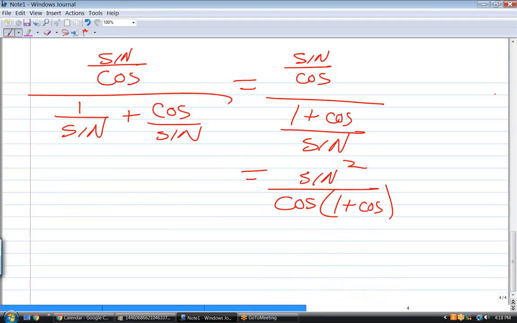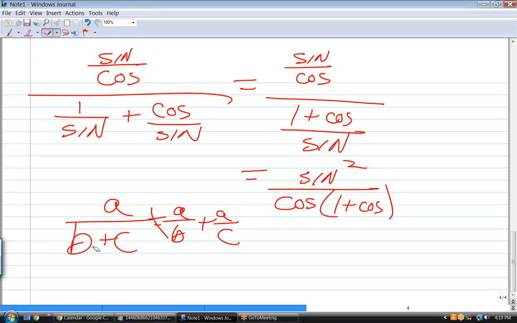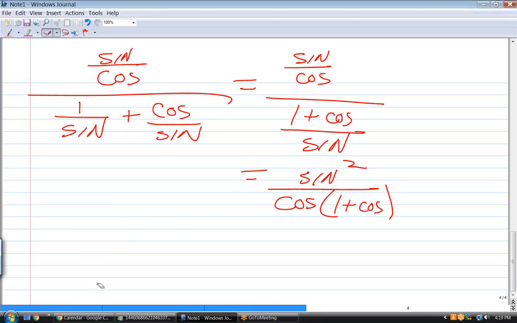Actually, can't you multiply that out so it's cosine plus cosine squared? Yeah. And then make that tangent. No. A over B plus C, remember, does not separate. That is not equal to A over B plus A over C. It's if you have A plus B over C, you can separate it. Oh, okay.